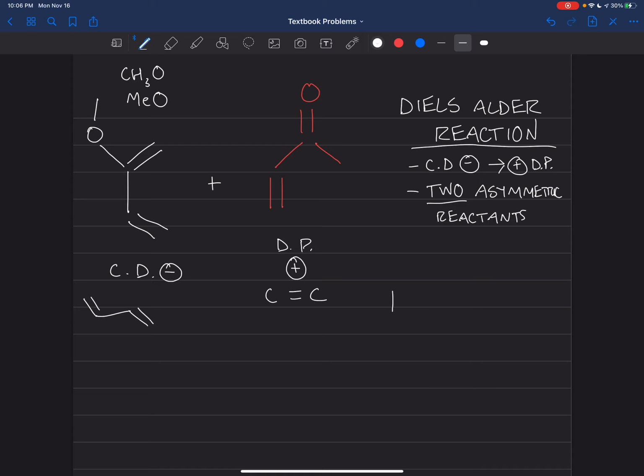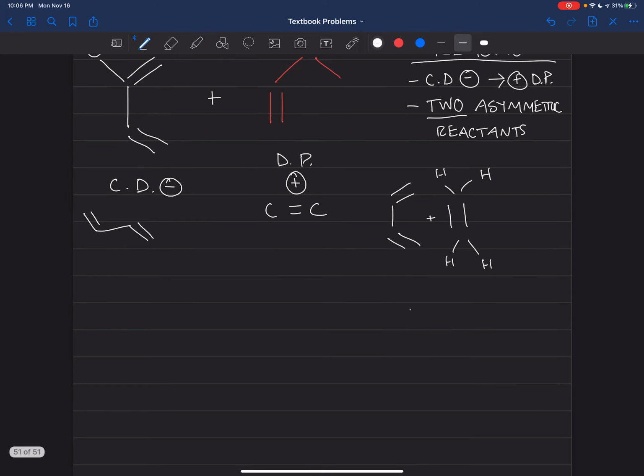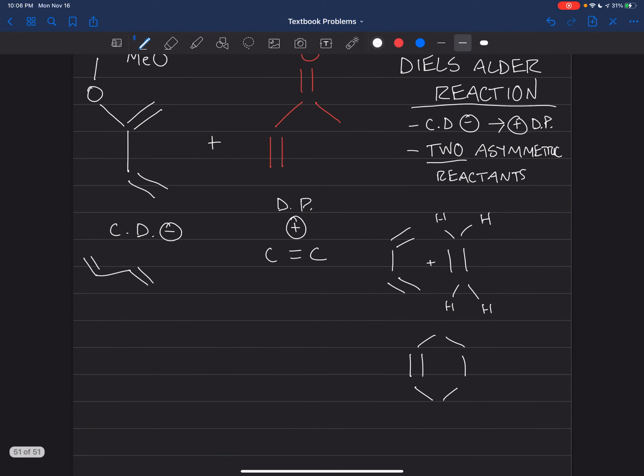Because this is like your classic Diels-Alder reaction. This is like the most simple one. What's this? Acetylene and this conjugated diene over here. That is going to equal, I'm sorry, these are hydrogens. What will result from this is simply that. That's the simplest form of a Diels-Alder reaction.